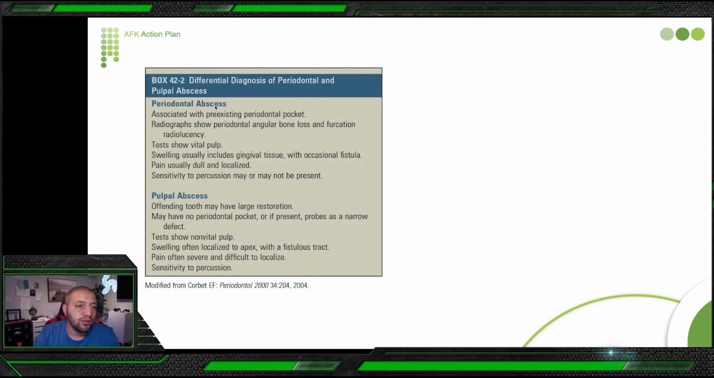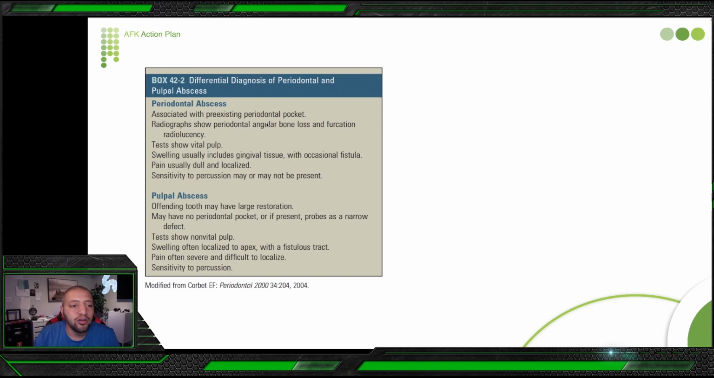How to differentiate between them? So let's speak about periodontal abscess and pulpal abscess. Periodontal abscess is associated with a pre-existing periodontal pocket, as we said, a deep pocket. Radiographs show periodontal angular bone loss, as you can see, and facial radiolucency. Tests show vital pulp, and this is the key point. I will get this point and get away with this question.